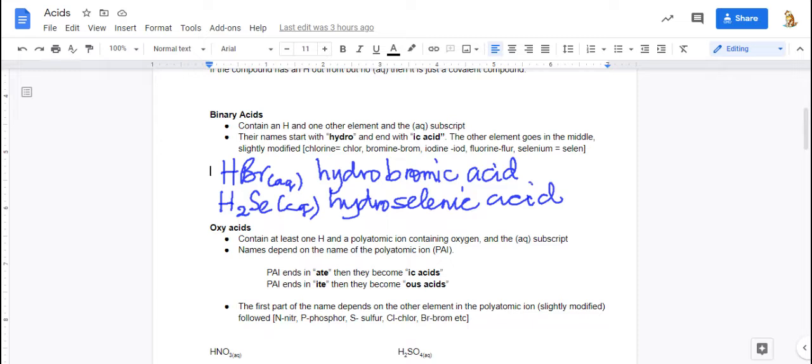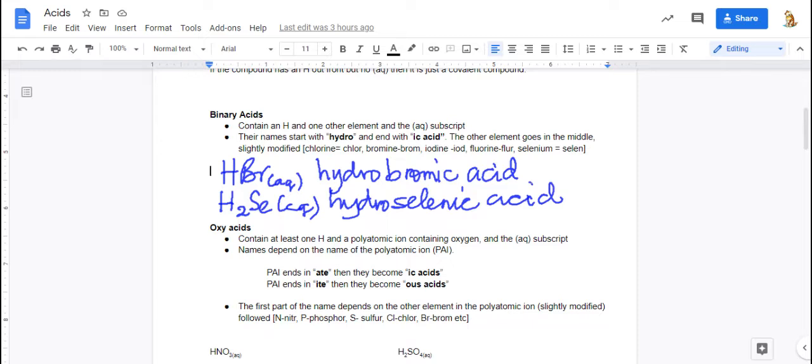Oxyacids. Oxyacids contain at least one H and a polyatomic ion containing oxygen and the AQ subscript. Names depend on the name of the polyatomic ion, the PAI. So if the polyatomic ion ends in ate, then they become ic acids. If the polyatomic ion ends in ite, then they become ous acids.